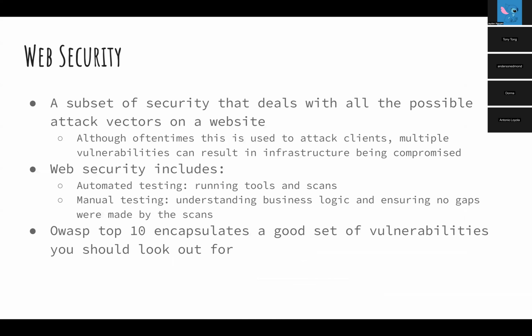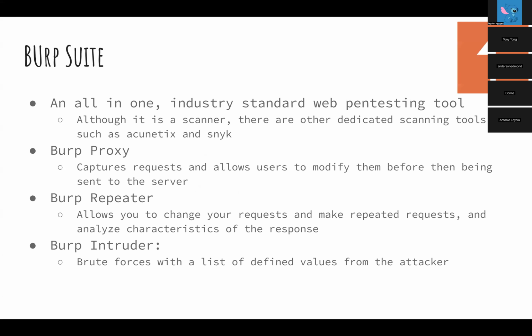So, cool. Web security is a very small part of the whole security ecosystem, and it deals with all the possible attack vectors on a website. It can be either stealing from the server or stealing from other clients. Usually, web security includes automated testing and manual testing. Today we're going to talk a little bit about manual testing, but just understand that there's a lot of automated testing as well. If you're interested in the popular vulnerabilities right now, you can go to OWASP Top 10, and it gives you a good set of vulnerabilities that you should look out for when you're designing an application.